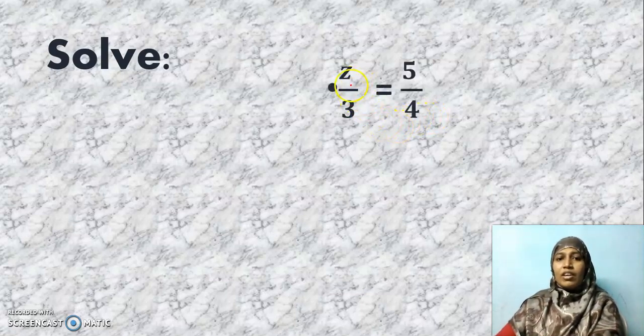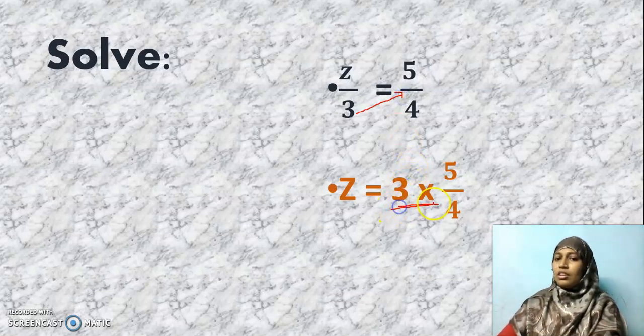Here I have z by 3 is equal to 5 by 4. Here along with this z, I have a number and it is in division. So when it comes to RHS, how will it be? It will be in multiplication. See here, when 3 comes to this side, it comes in multiplication. Now again the denominator is 1. I cannot cancel anyway. So I get z is equal to 15 by 4.